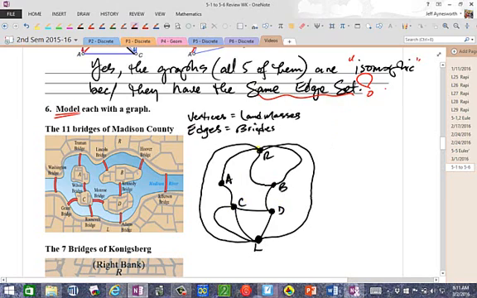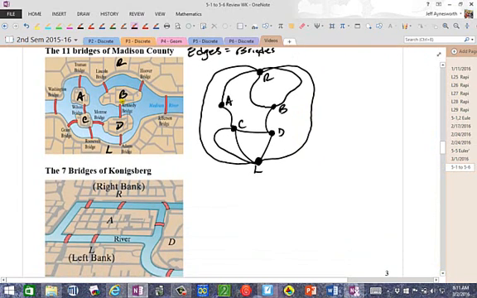All right, left bank, right bank, island A, B, C, and D. So land masses here represent the vertices, and the edges represent bridges. This could be a graph which models this Madison County right here. All right, and we can talk about if it's possible to go from landmass to landmass and crossing only a bridge exactly once by looking at the degrees.